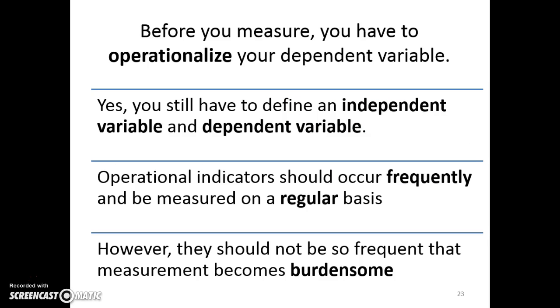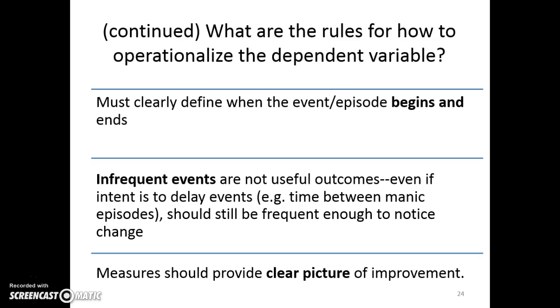So then we have to stop and think, what then am I measuring? If I'm measuring client progress, maybe I'm doing it indirectly. I still have to figure out what I'm measuring and how I'm measuring it. So we still have to operationalize. We still have to define our variables. We have to operationalize them, and we have to choose something that occurs frequently and can be measured regularly. But we can't choose something that requires so much measurement that it becomes burdensome.